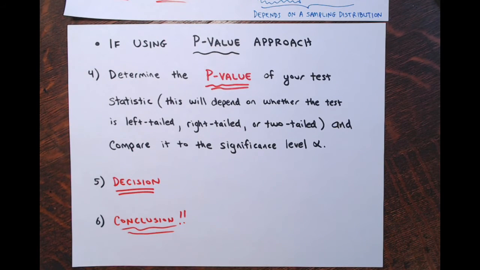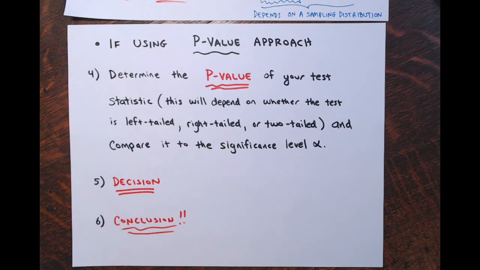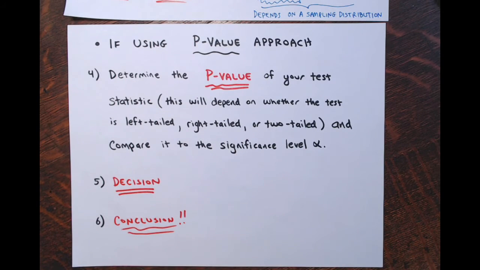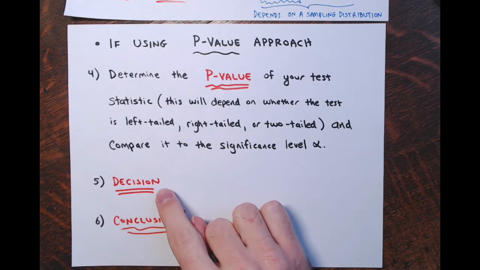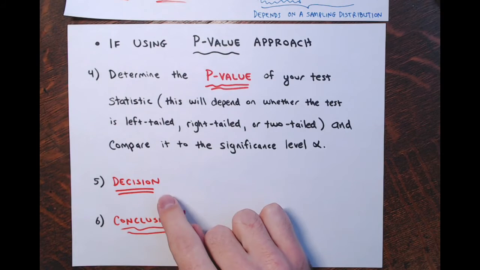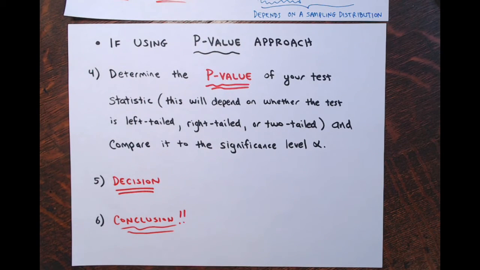And you're going to compare this p-value to the significance level that was mentioned earlier, that alpha. And then depending on how the p-value compares to alpha, you make your decision about the null hypothesis. Do you reject or fail to reject the null hypothesis? And then once you've made that decision, you state your conclusion. Do you have enough evidence to support the claim or not?